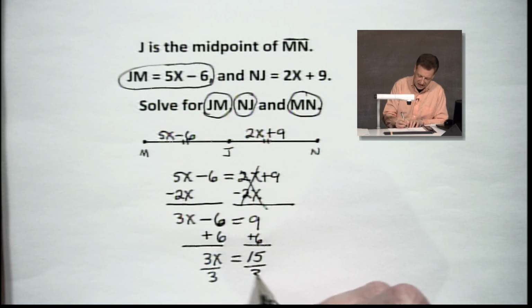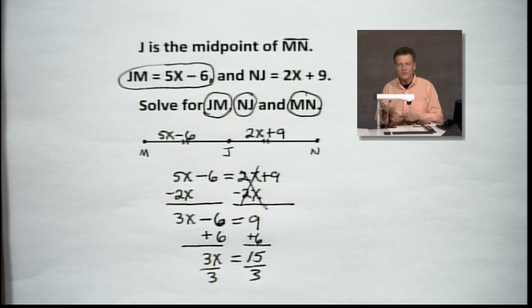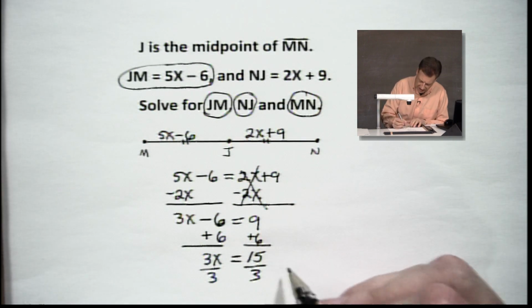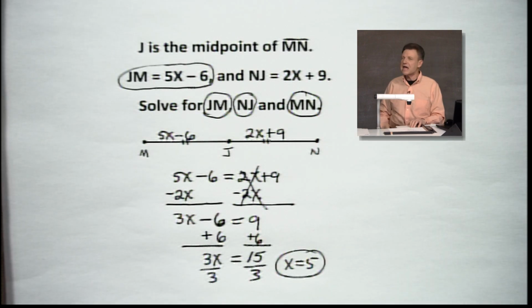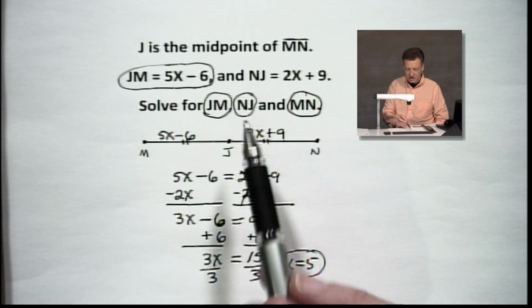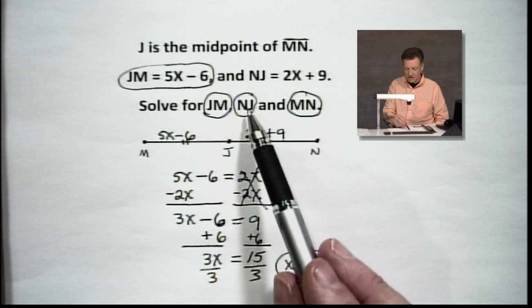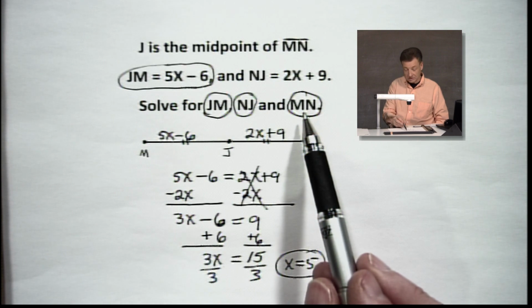Or you could just think your times tables through there. You got that easy. 3 times what? 5. Yes. So x equals 5. You say, Ernie, are we done? Almost. Almost. What's the point of the problem here? Oh, we got to go back to JM, NJ, and don't leave out MN.